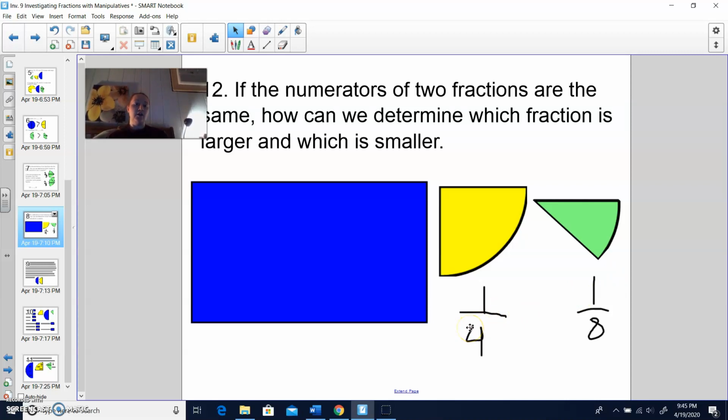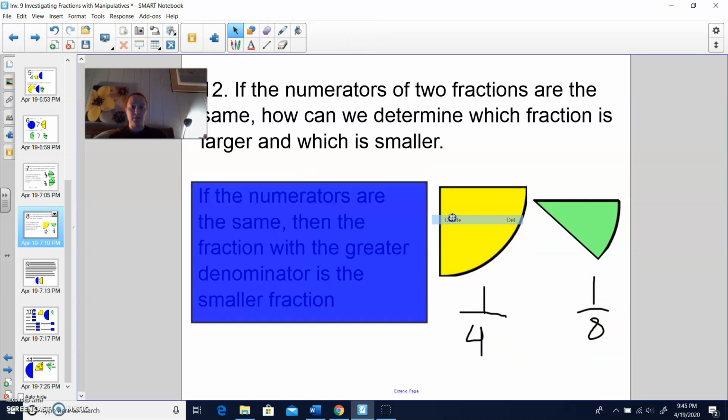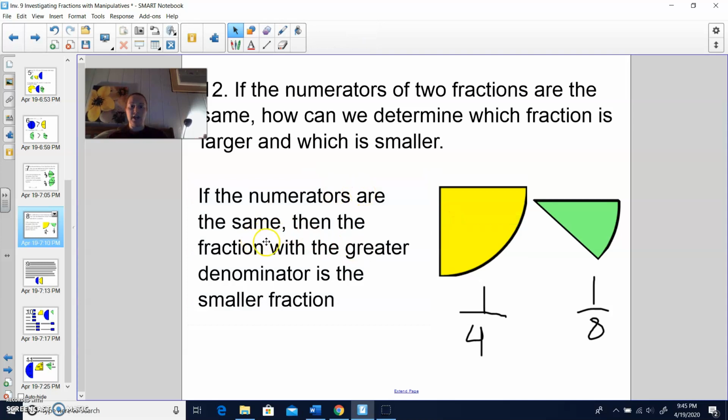Well, noticing here, if the denominator is the smaller number, then the fraction piece is bigger. 1/4 is bigger than 1/8. So if the denominator is smaller, then the fraction is bigger. Okay, if the numerators are the same, then the fraction with the greater denominator is the smaller fraction. So the greater the denominator, the smaller the fractional piece.